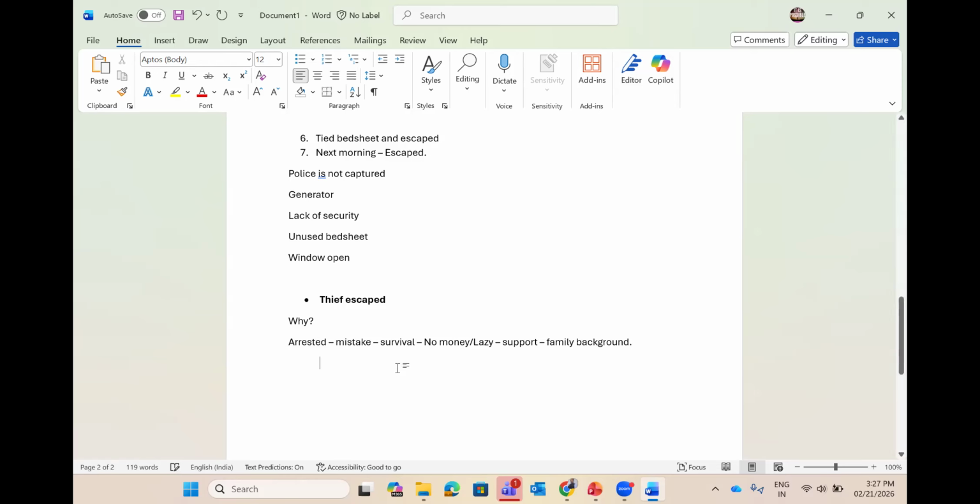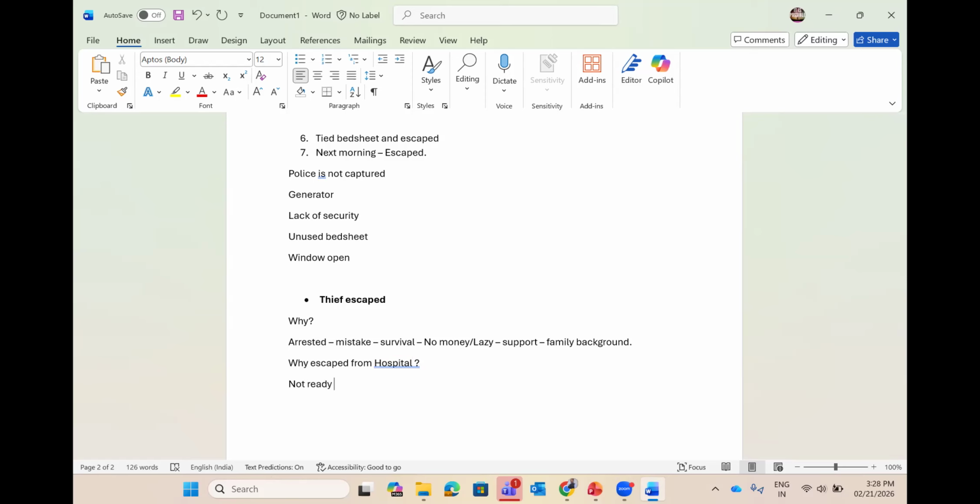We are here to identify a problem: why he escaped from the hospital. Okay, why he escaped. I'll change it a little bit. Escape from hospital. Why did he escape from the hospital? Because he doesn't want to face the consequences. Not ready to face the consequences.